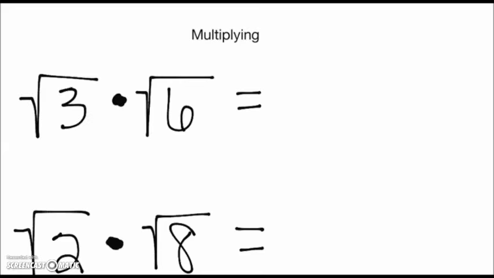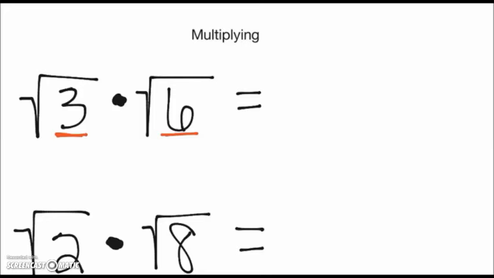So let's move on to multiplying. For multiplying, we do not have to have the same number underneath the radical. We don't have to have the same radicand. They can have different numbers. So notice here I have a square root of 3 times a square root of 6, and I can do that because I am multiplying.